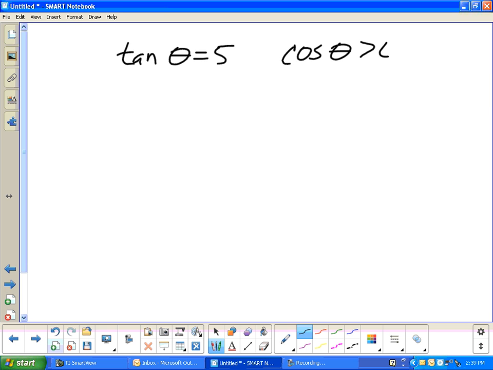Because remember, tangent can equal 5 if both cosine and sine are positive. It can also equal positive 5 if they're both negative. Okay? Now, in the old days, before today, you would work this problem like the following.